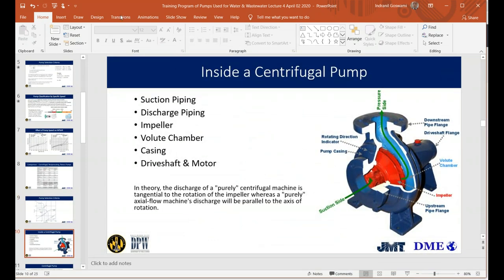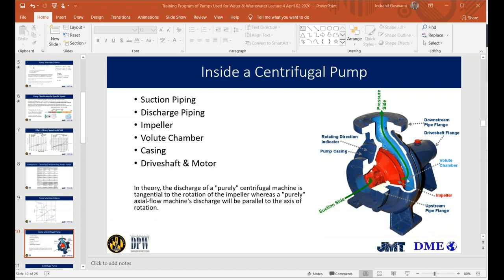In general, the geometry of a centrifugal pump has the suction piping where the flow comes in. Your volute is within this chamber, that's a light blue.